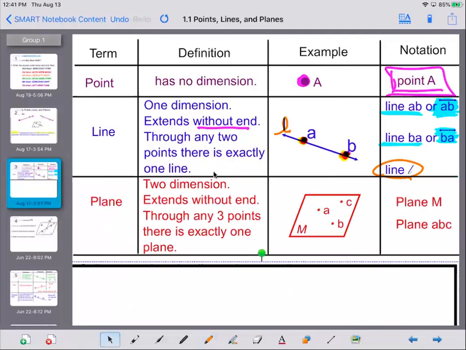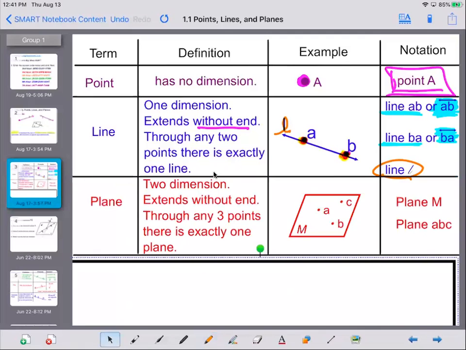The next thing we're going to talk about is a plane. A plane has 2 dimensions. So you'll see it's this shape over here. We usually use this shape to look at a plane, but you can make a rectangle or anything else. So a plane is going to extend without end. Just because you see these little edges here, it doesn't mean it stops there. It can keep going in any of these directions. And so it extends without end, and it has to have 3 points. Do you see the 3 points on this plane? Points A, B, and C.